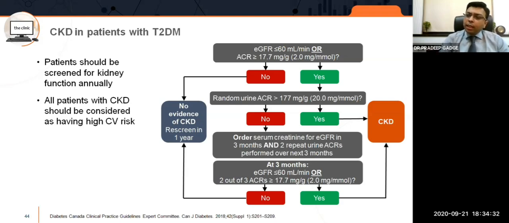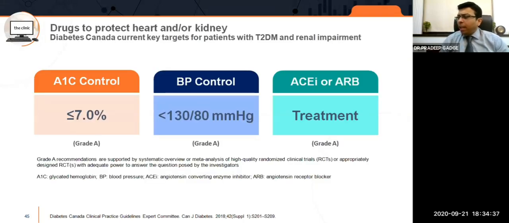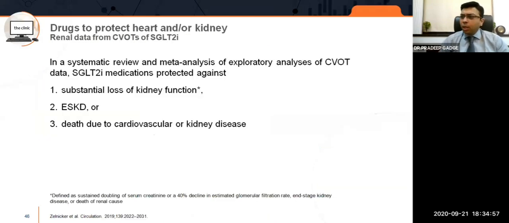So what we learned till now is that the patient's ABC should be well controlled. A for A1C, B for BP, C for cholesterol, and other protective treatment like renoprotective drugs such as ACE inhibitors and ARBs should be given. Now let's see what the data is with SGLT2 inhibitors when it comes to cardio and renal protection. SGLT2 inhibitor medications have been shown to protect against substantial loss of kidney function, end-stage kidney disease, and death due to cardiovascular or kidney disease.